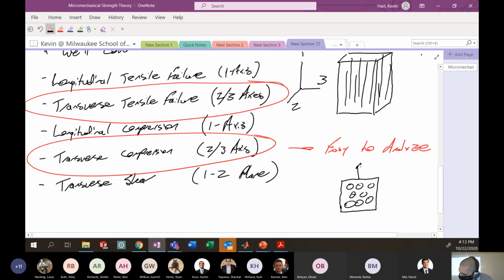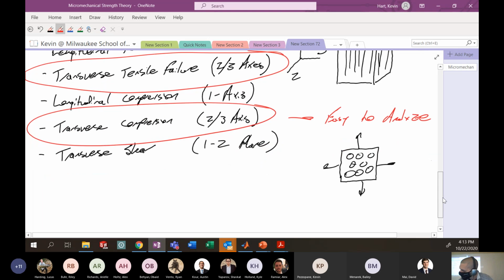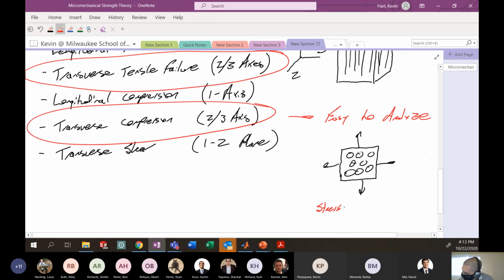What's dominating the behavior if I load this? Stress concentration, right? We got a bunch of circles in there. Stress concentration. Okay, so easy to analyze because of stress concentration. Basically, stress concentrations are just going to dominate this. You're going to fail in the matrix right on the outside of the fibers, right?